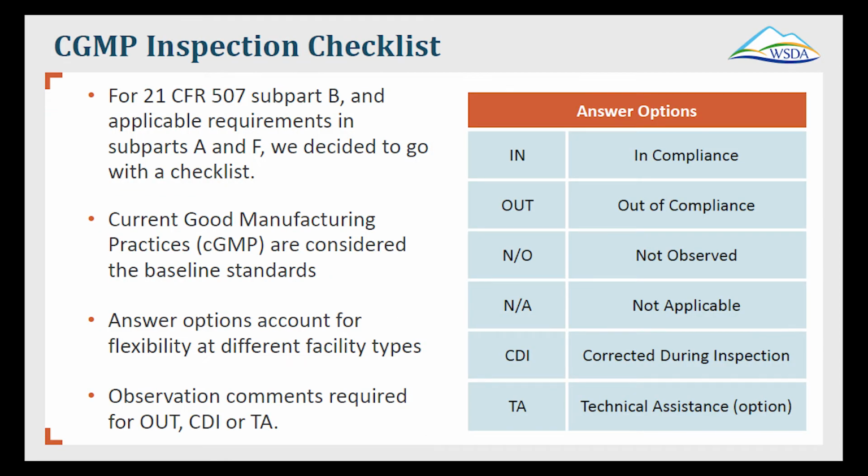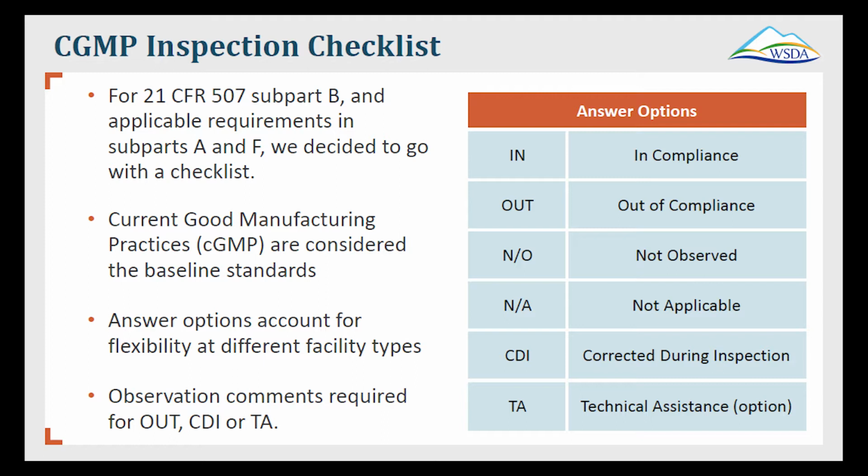So we created different mechanisms for the different subparts of 507. So for a cGMP inspection, we did a checklist form. We went this route because cGMPs are considered the baseline standards or the foundation of 507, if you will. So most cGMP inspections will be more or less similar, but to account for flexibility, we built that into our answer options that you can see there on the right-hand side.